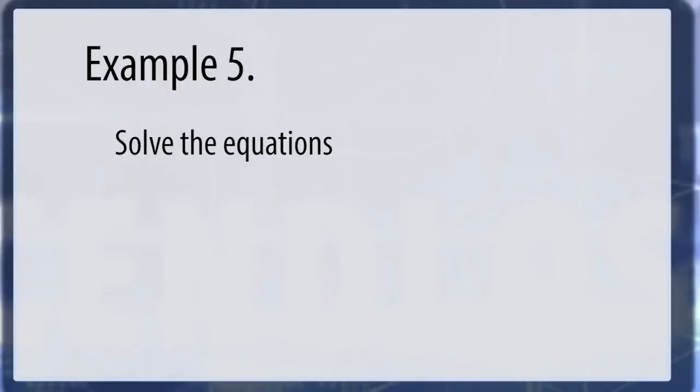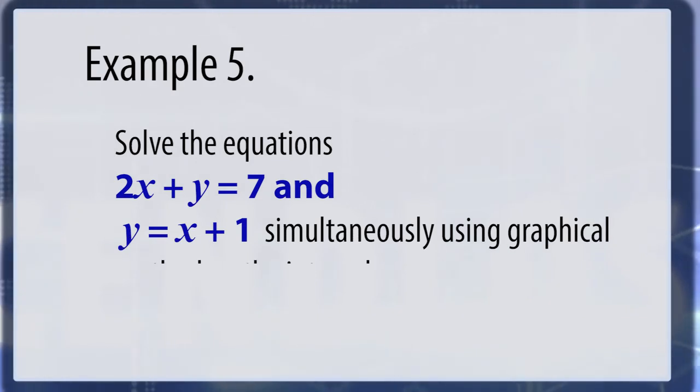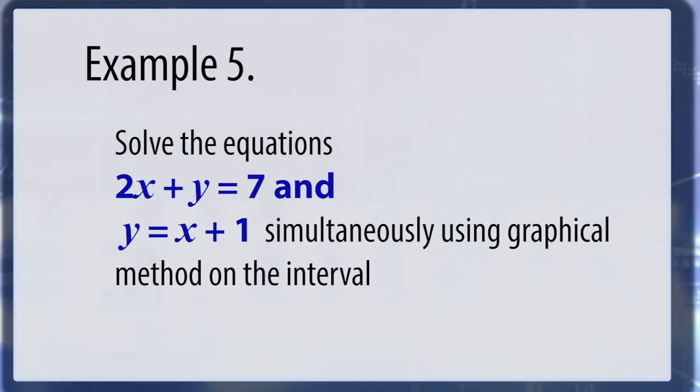Solve the equations 2x plus y is equal to 7 and y is equal to x plus 1 simultaneously using graphical method on the interval negative 1 is less than or equal to x, is less than or equal to 8. Again, we shall draw a suitable table for the two equations. So let us work for the values for our table.